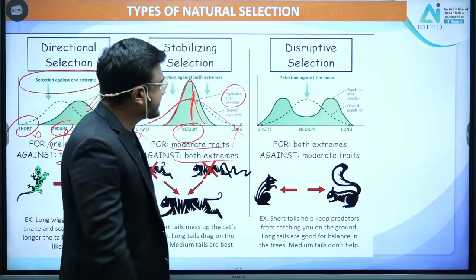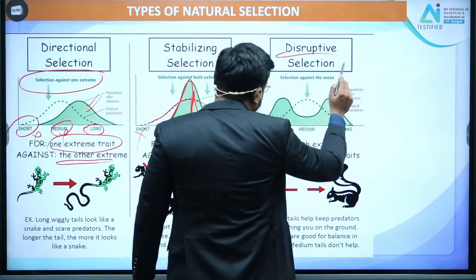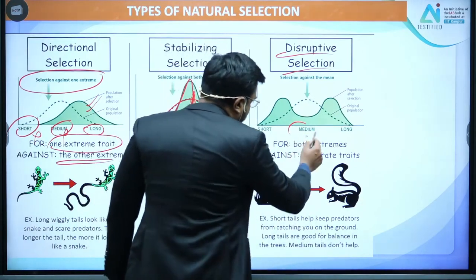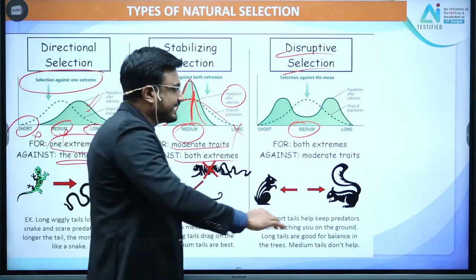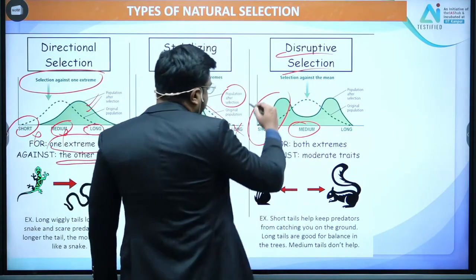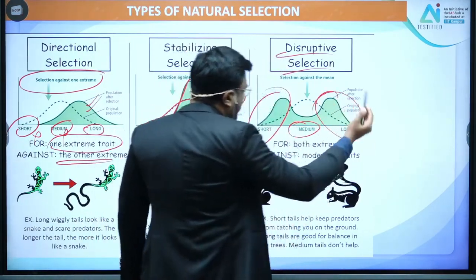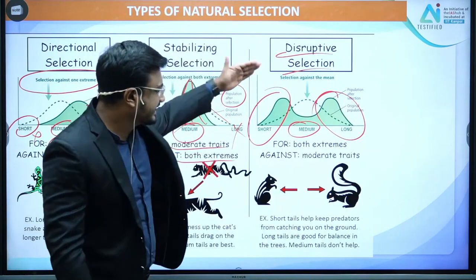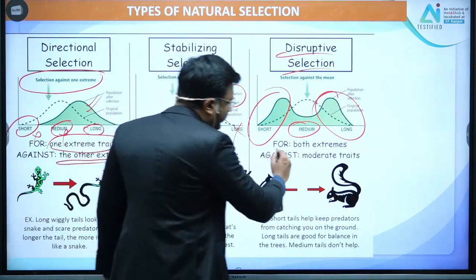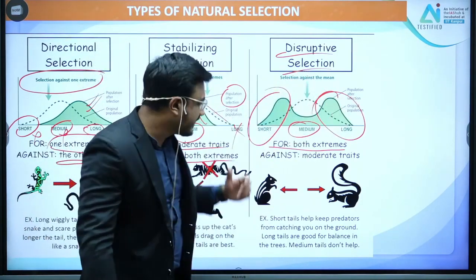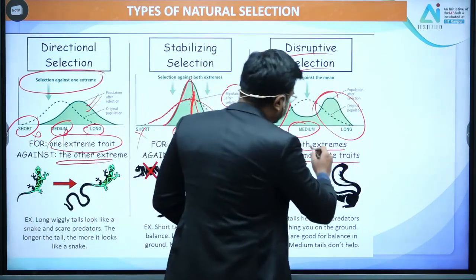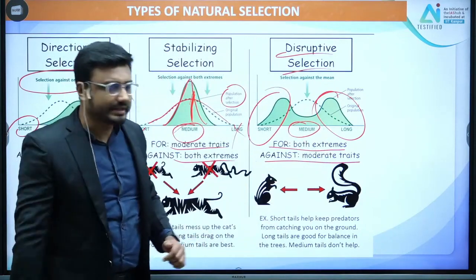In the case of disruptive selection, the people having the average height are perishing, whereas the short heighted people and tall heighted people are able to survive. So the disruptive selection is for both the extremes. Both the extremes are able to survive, whereas it is against the moderate traits. The medium traits are perishing.